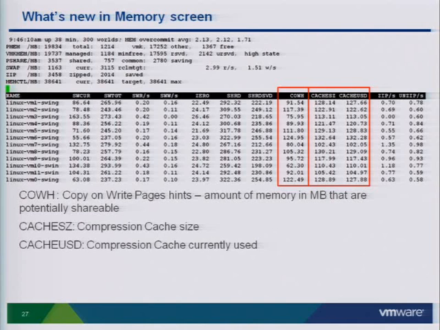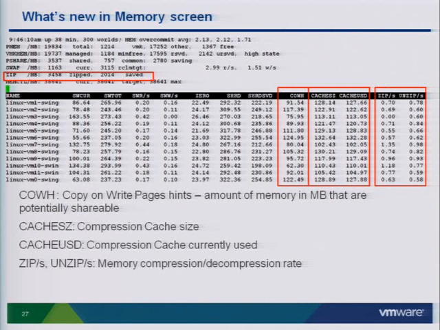The other counters are cache size and cache use. This is for the compression cache. The way compression works in 4.1 is that for every VM, we keep aside 10% of the VM's memory for the compression cache. Any pages which need to be swapped out, even before swapping out, we see whether they can be compressed. If they can be compressed really well, then we put them in the compression cache. So this tells you how much of this compression cache is getting used, the cache size and the cache used.